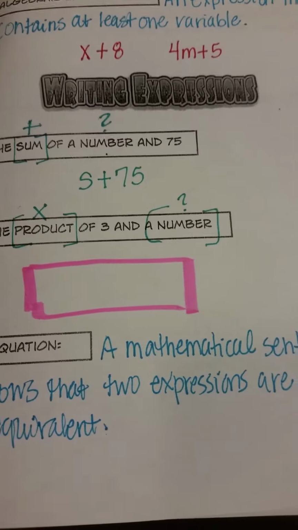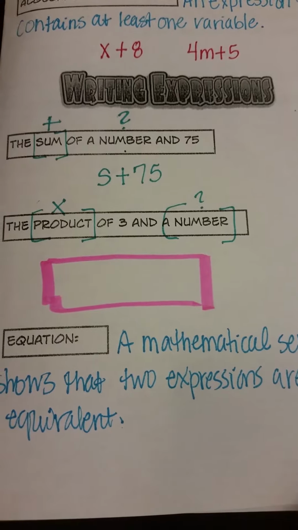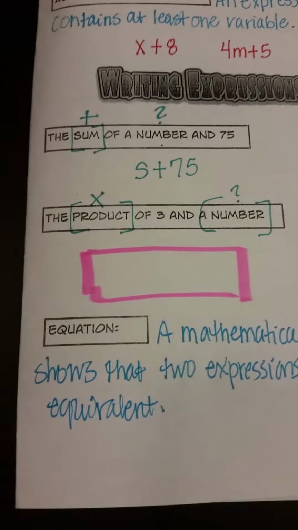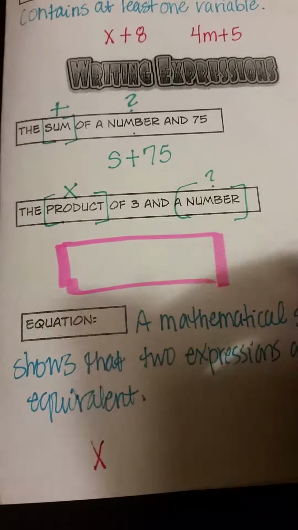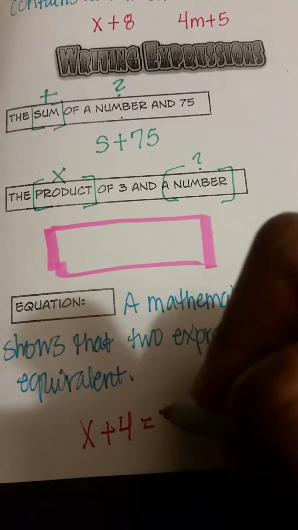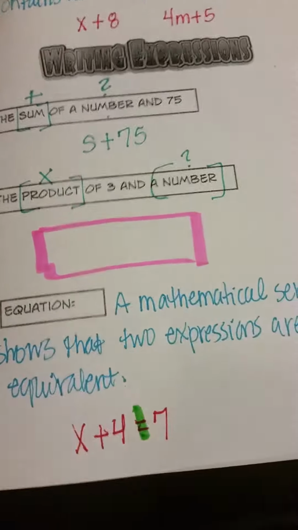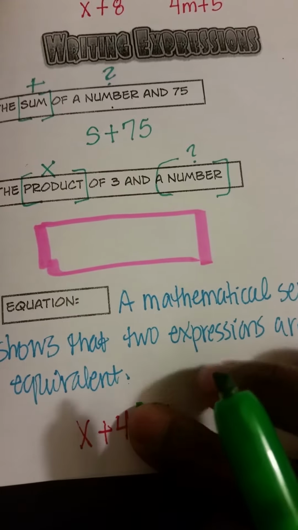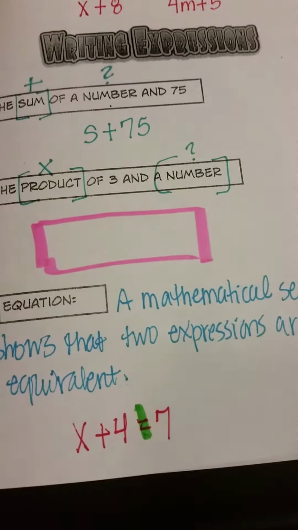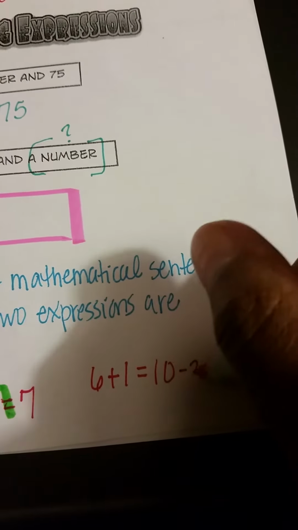In an equation, both sides have to be balanced. I'm going to give you two examples of an equation. x plus 4 equals 7. What makes this an equation is the equal sign. If there was no equal sign there, it would just be an expression, x plus 4. Another equation would be 6 plus 1 equals 10 minus 3.